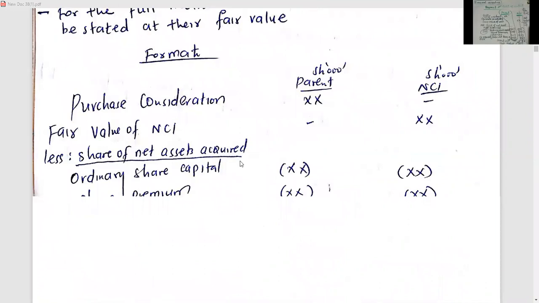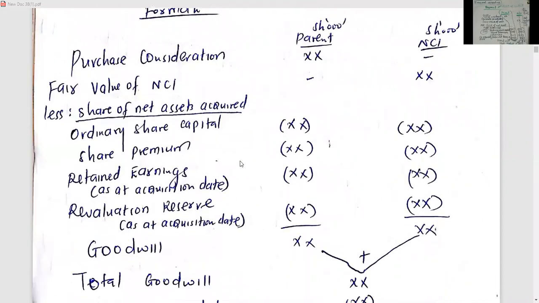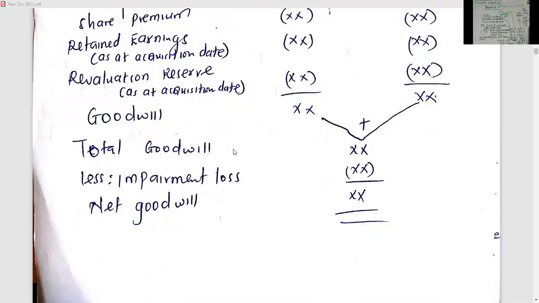So I've showed you how to draw this on a whiteboard. That one is clear. You can see here we are getting a goodwill, that is the one attributable to the parent and the one going to the NCI.